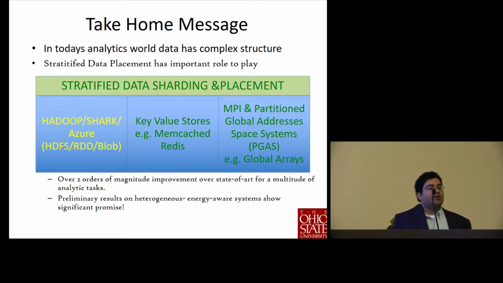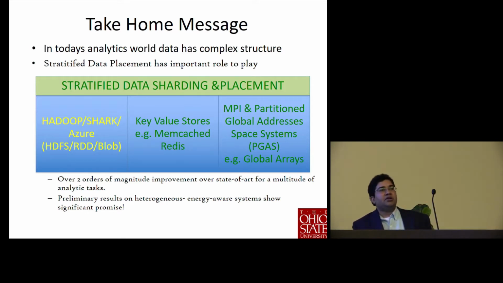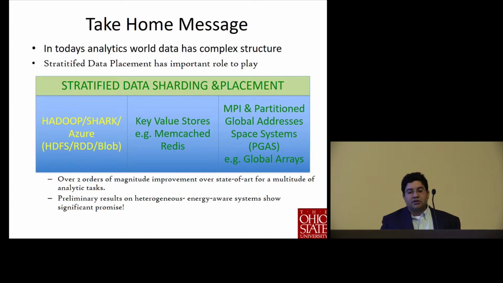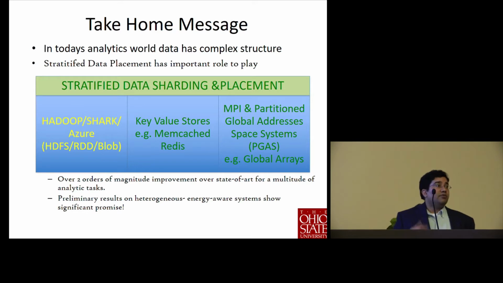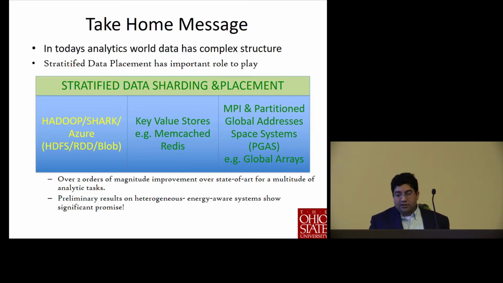Key points. Today's analytics world has a lot of complex structure, machine learning pipelines, and data mining algorithms. I've tried to make a case that accounting for data distribution and stratified data placement is important. We're trying to build a layered system, a simple layer that sits on many of these different systems. And we have examples that show that you can get, for some of these applications, up to 2 orders of magnitude improvement over the state of the art for some of these tasks. And we have preliminary evidence that suggests that accounting for this kind of information on modern data centers may be a useful problem to be looking at from the perspective of how much clean energy these systems can use and accounting for the heterogeneity in them as well.